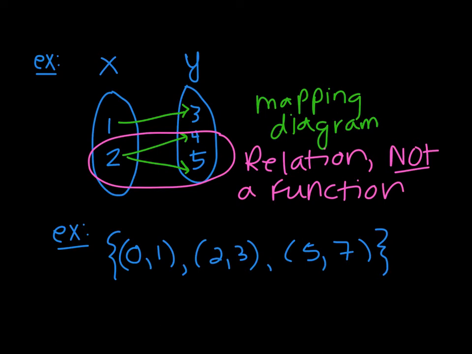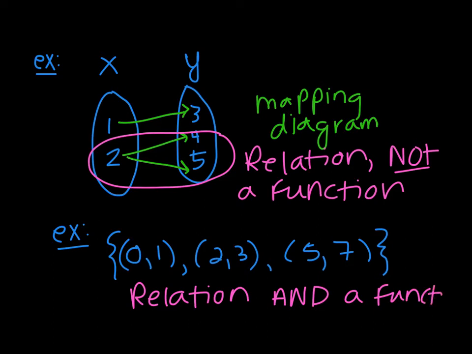So because of this, it is not a function. This next example is a set of points. So (0, 1), (2, 3), (5, 7). This is a relation because x and y are matched up, and it's a function because if you look at the inputs, 0, 2, and 5, they are all different, and they each have only one output.